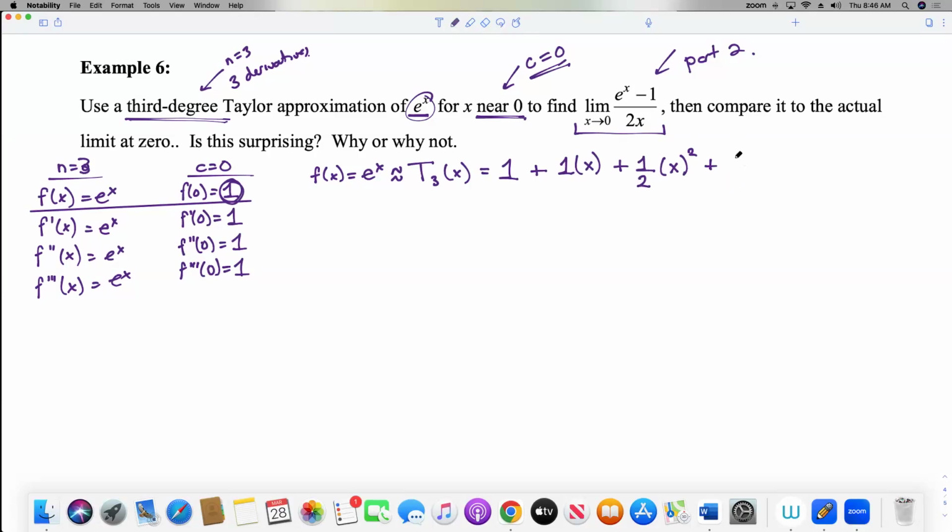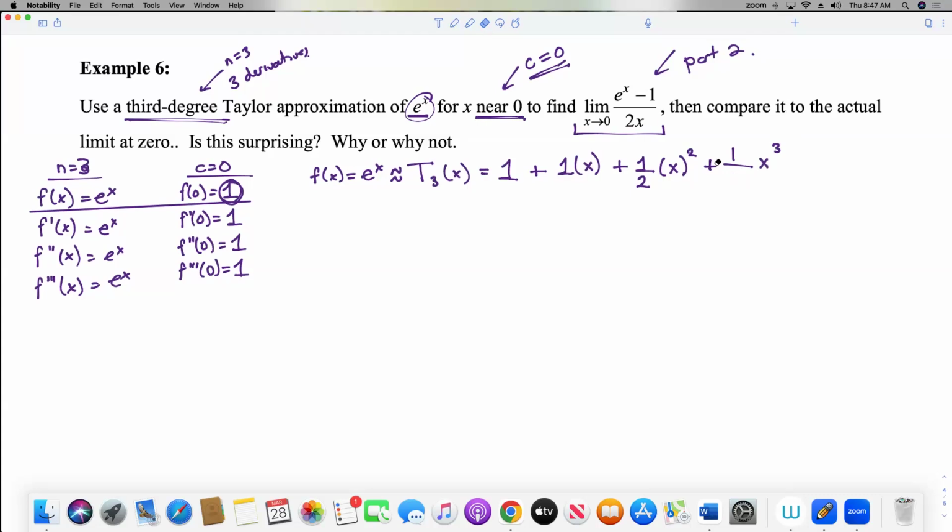I didn't want to write it as factorial. 1 over 3 factorial, which is what? 1/6 x cubed. Okay.